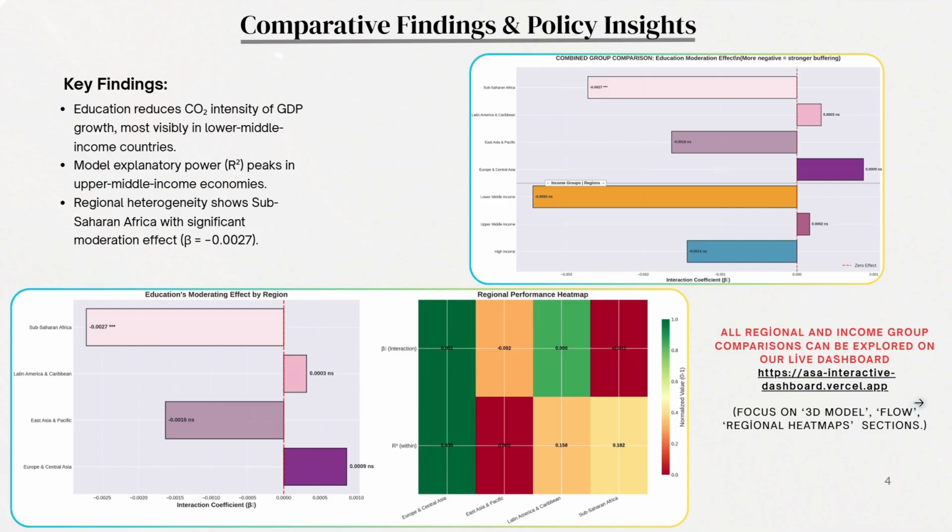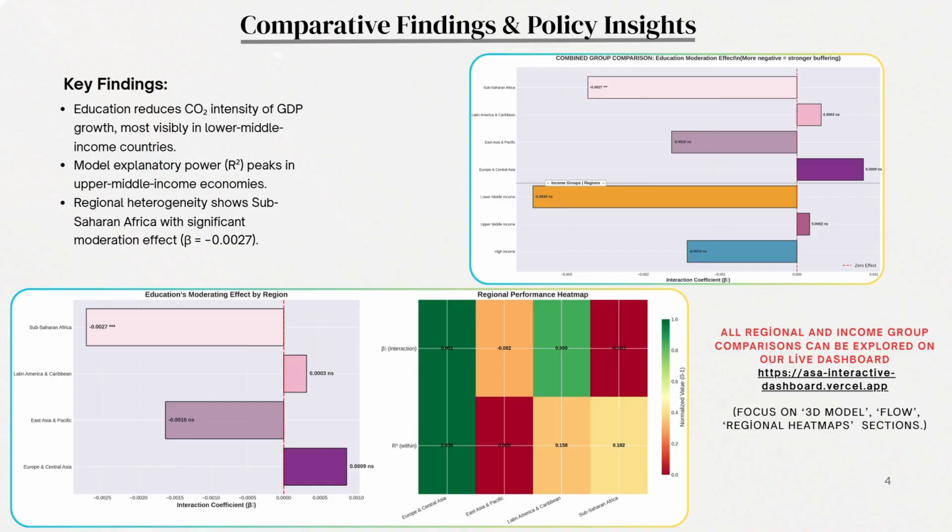The final slide presents our comparative and policy-oriented findings. Our model shows that education significantly reduces the carbon dioxide intensity of GDP growth, especially in lower middle income countries where industrialization is accelerating. The upper middle income group shows the highest explanatory power, meaning education and structural change are key drivers of cleaner growth in these economies.